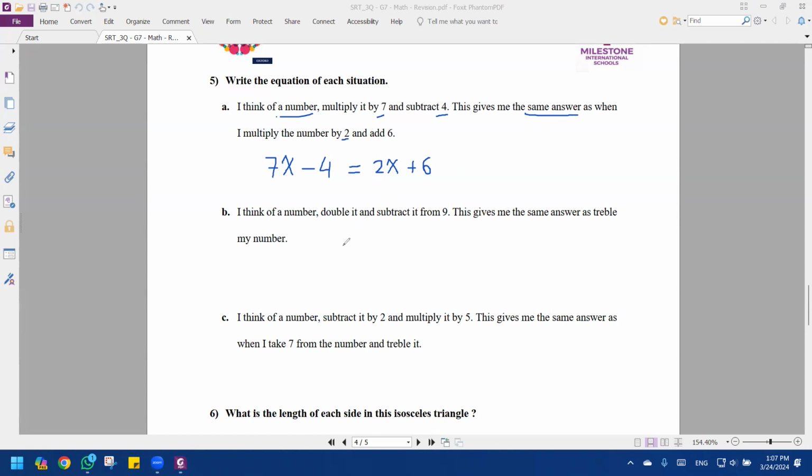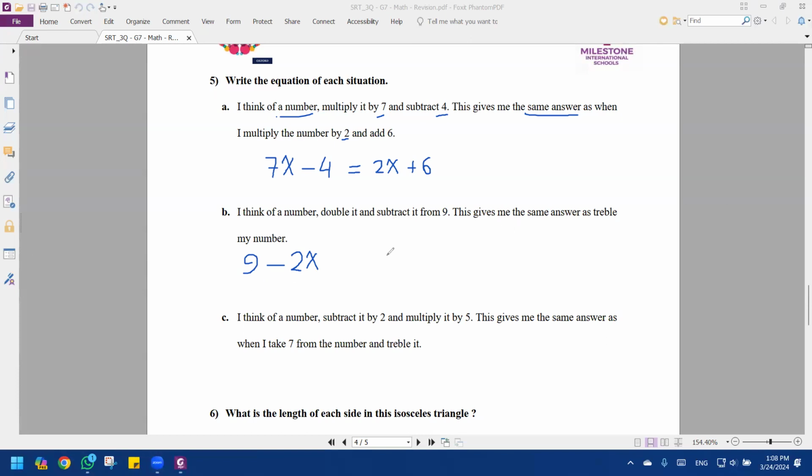Let's go to part B. I think of a number. Can be x, y, z, whatever. Double it means times 2. So it's 2x. And subtract it from 9. Now here we need to stop. Subtract it from 9. So is my number subtracted from 9 or 9 subtracted from the number? It says subtract your number from 9. So 9 should be first. It should be 9 minus 2x. So I'm subtracting my number from the 9.